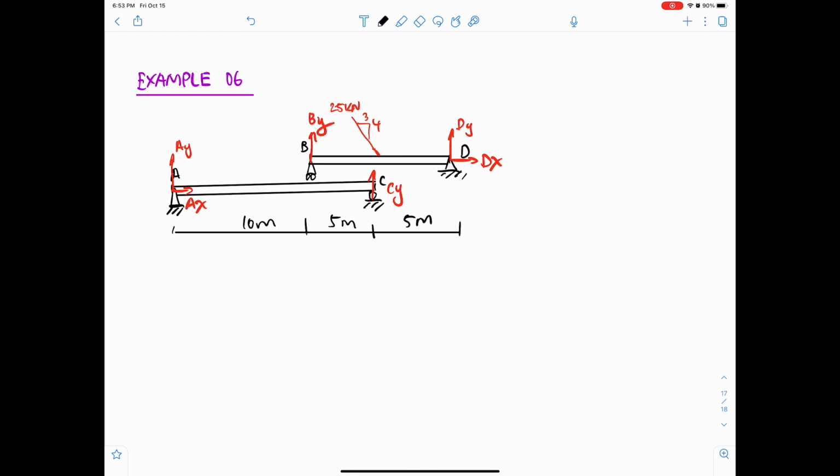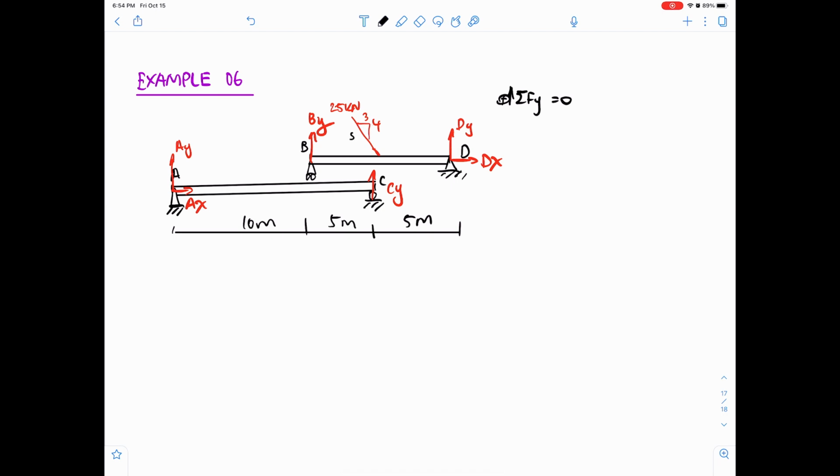Let's just start with the top, the top, BY and DY. So let's do sum of forces in the y direction, upwards equals positive, and set that equal to 0. If you aren't familiar with the triangle, it's basically a ratio.